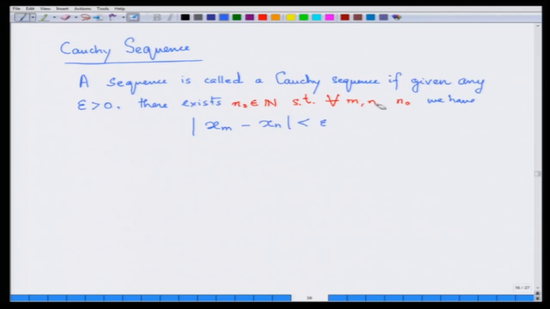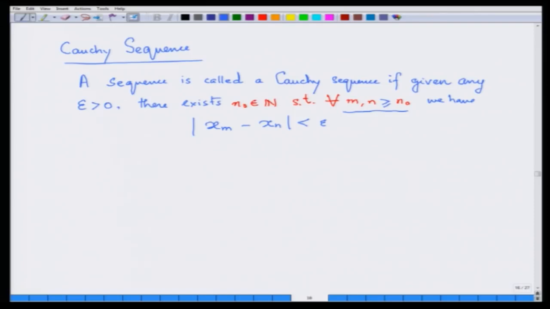Sorry, I had a mistake here. For all m, n greater than or equal to n naught, so you have to keep in mind this write up. There exists an n naught, means you are counting from x 1, x 2, dot dot dot up to x n naught. So, for all m, n greater than or equal to n naught, this is always holding. This is a very, very important property that these points are clustering very near each other and also along the line. This is something of very, very fundamental importance.